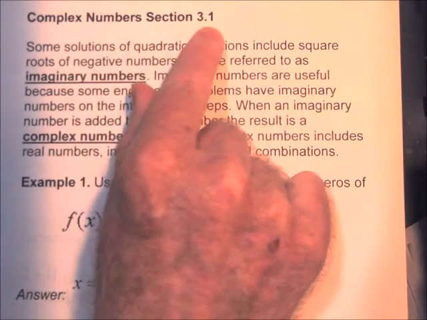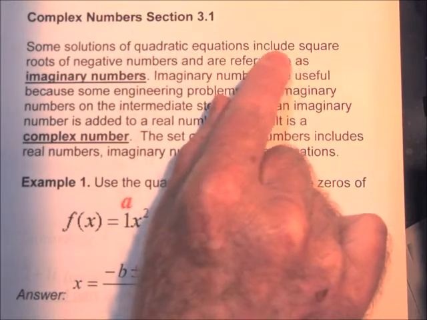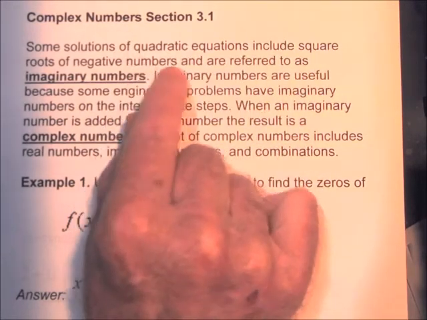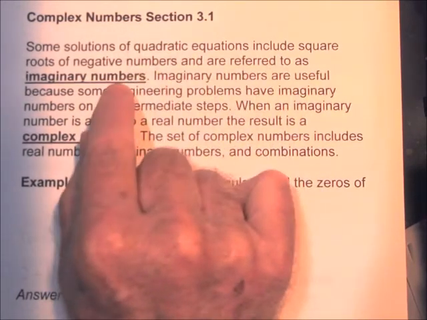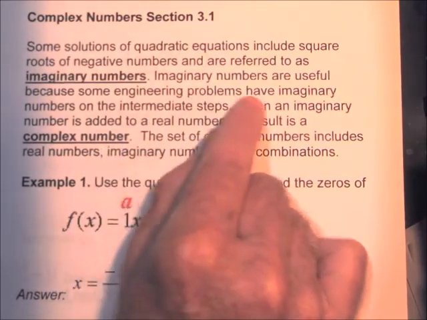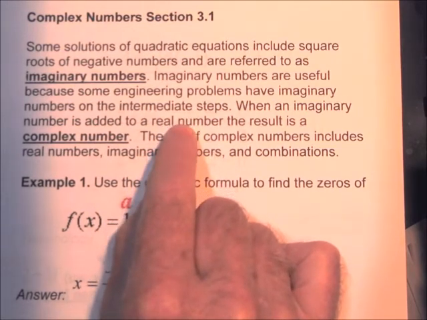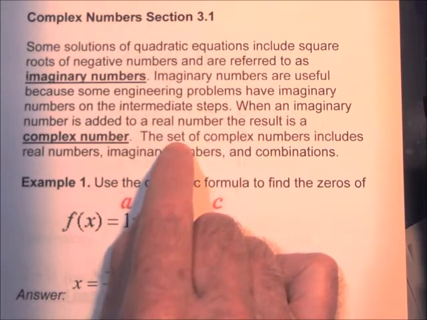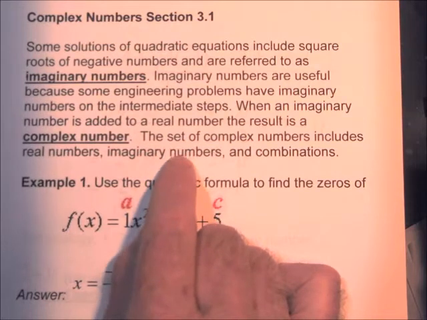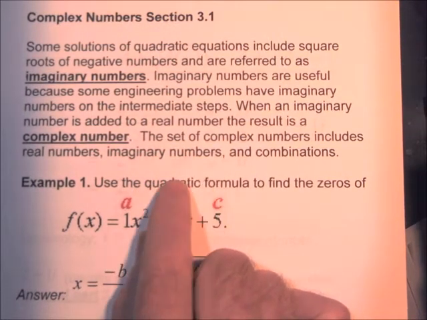Complex numbers, section 3.1. Some solutions of quadratic equations include square roots of negative numbers and are referred to as imaginary numbers. Imaginary numbers are useful because some engineering problems have imaginary numbers on intermediate steps. When an imaginary number is added to a real number, the result is a complex number. A set of complex numbers includes real numbers, imaginary numbers, and combinations.